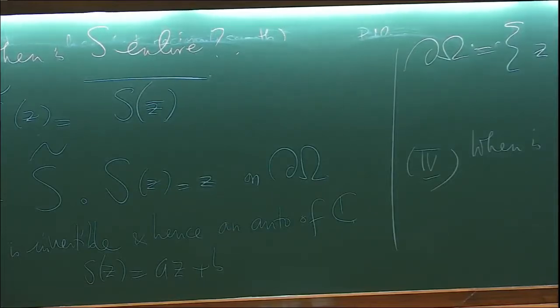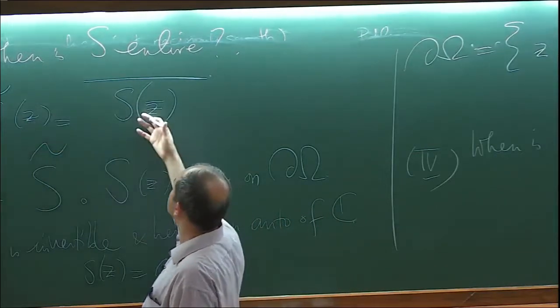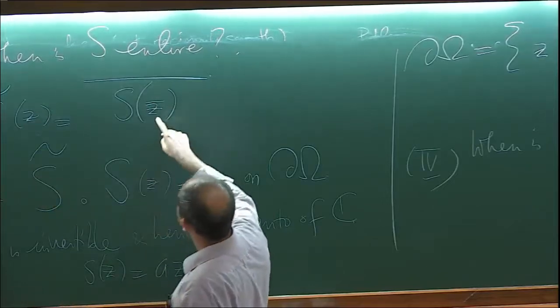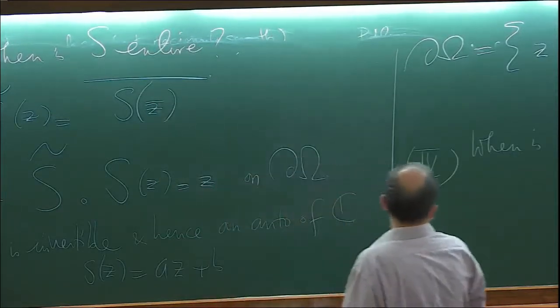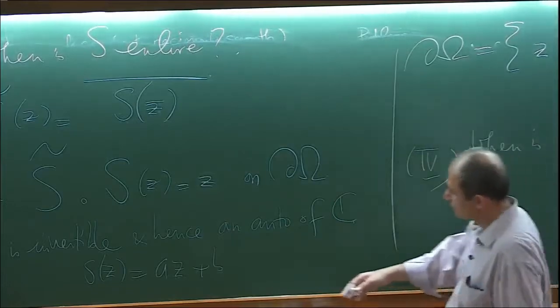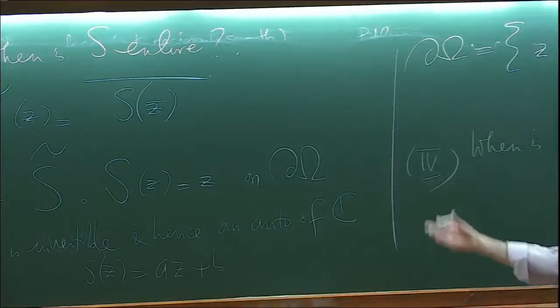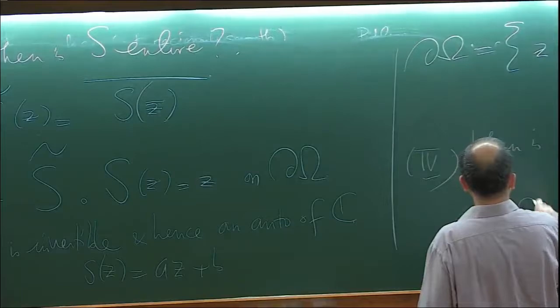So I can play the same game. Define S tilde, and this of course you will realize as being the reflection in the arc as we discussed last time, right? So I'm first taking the conjugate, applying S to it, and then taking one more conjugate here. So if S is to be meromorphic on the entire complex plane, you're essentially asking for automorphisms of P1, linear fractional transformations. And therefore, the only case is when the boundary is a circle.